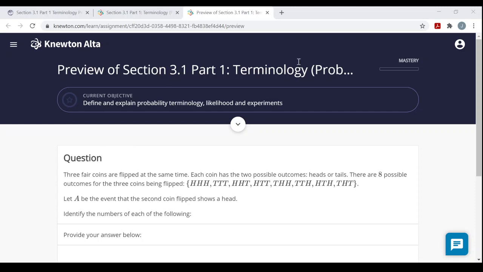Alright, so again, you have the title of the section, the homework assignment here, the mastery bar telling you how far along you've gone, and you can look at all the objectives and your progress in the objectives. Right now this question is on the objective, define and explain probability terminology, likelihood, and experiments.